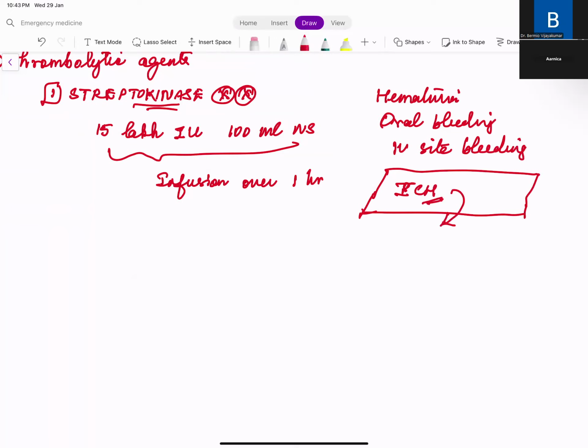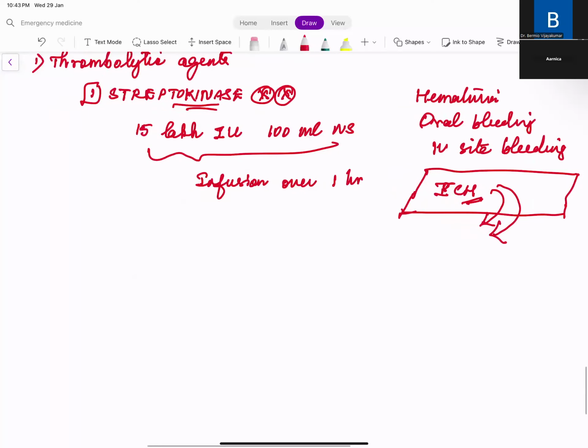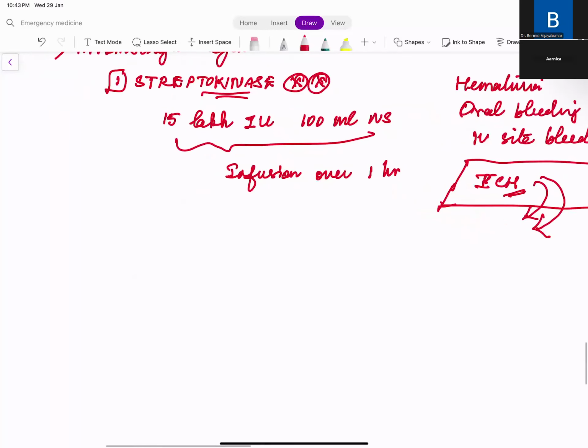So always before thrombolysing, this risk should be explained. We are doing everything to save the patient from going into heart failure or death, but there is always the chance that intracranial hemorrhage can occur. So this is how you give streptokinase.